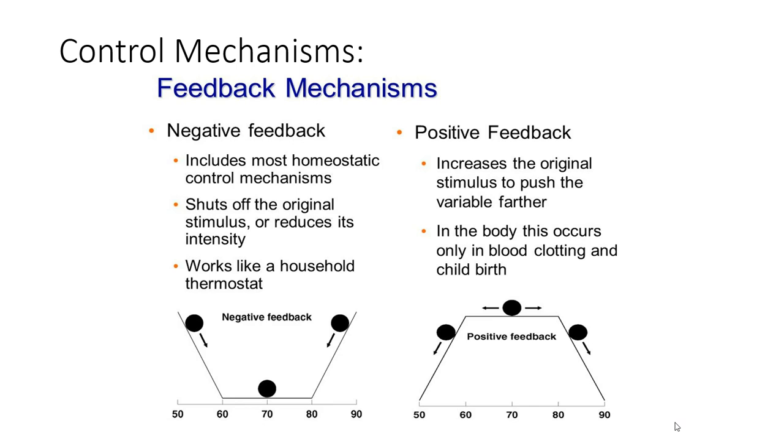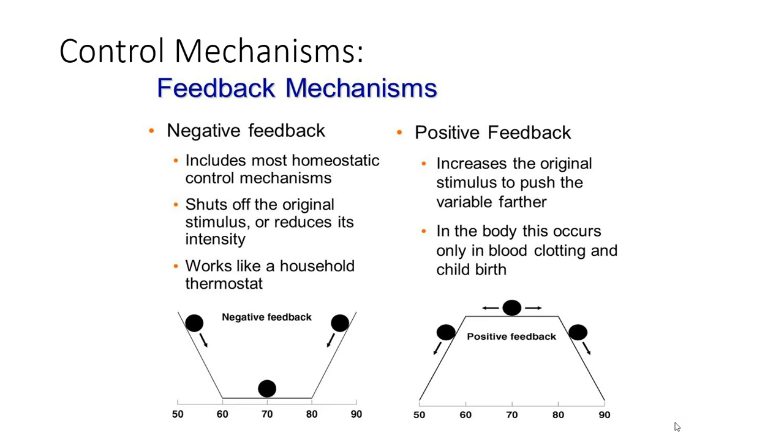Negative feedback is included in most homeostatic controls of all of the feedback mechanisms found within the body. The largest percentage of them are categorized as negative feedback mechanisms. Negative feedback is a response in reverse. It works in an opposite effect. The goal is to shut off the original stimulus and reduce its intensity.